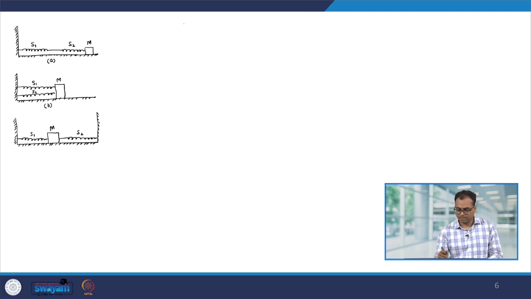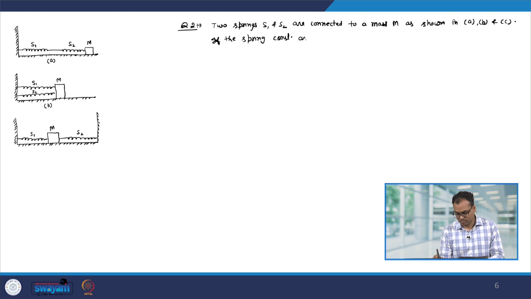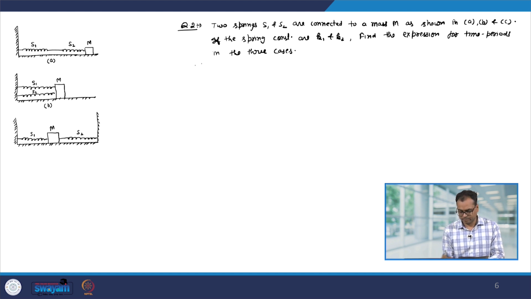Now, let us look at another problem statement. Two springs S1 and S2 are connected to a mass m as shown in A, B and C. If the spring constants are k1 and k2, find the expression for time period in the 3 cases.